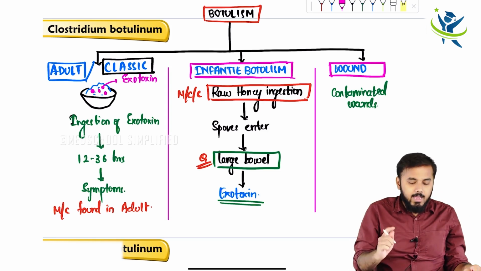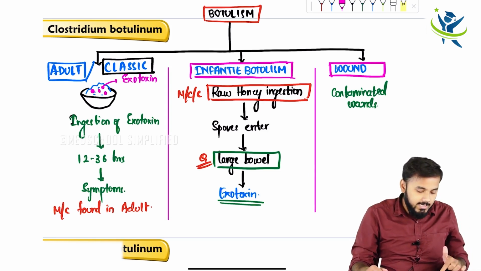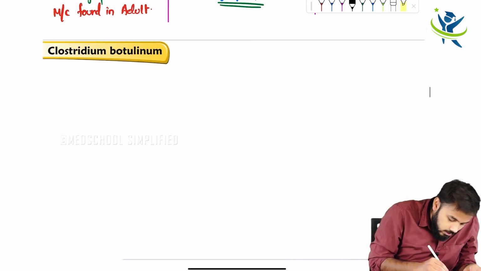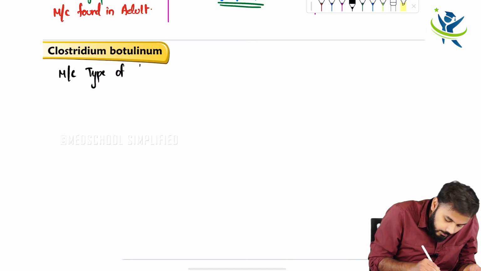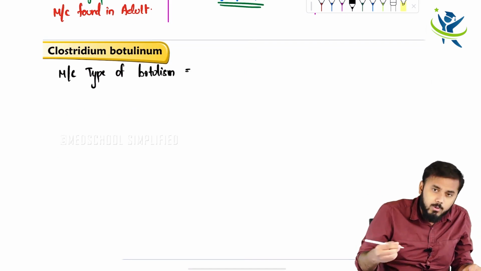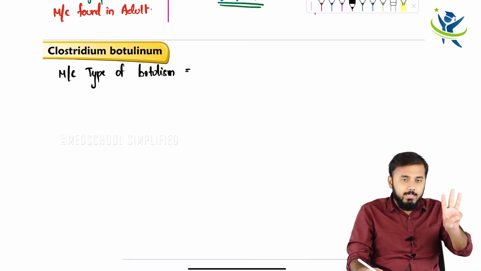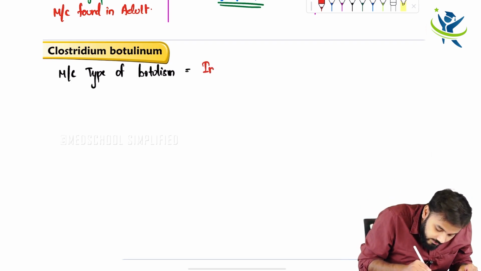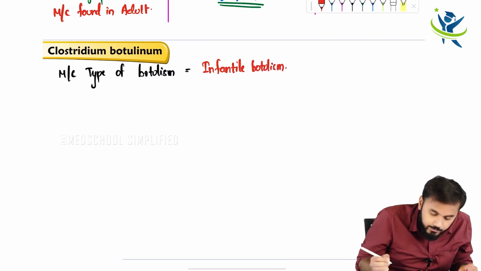Let us write down a few questions here for your exam point of view. What is the most common type of botulism? You have three types: classic, infantile, wound. Out of these three, what is the most common type? The most common type is infantile. Infantile botulism is the most common type.